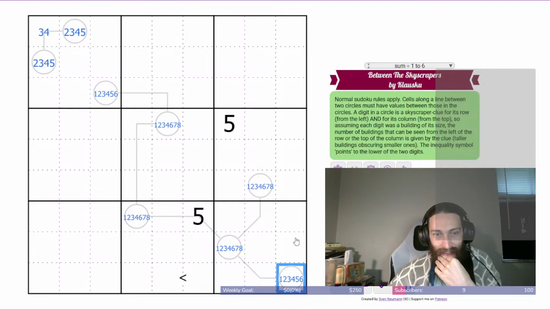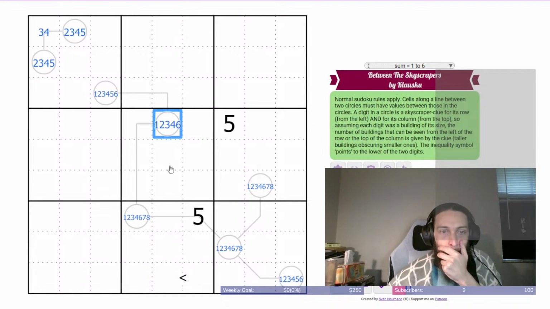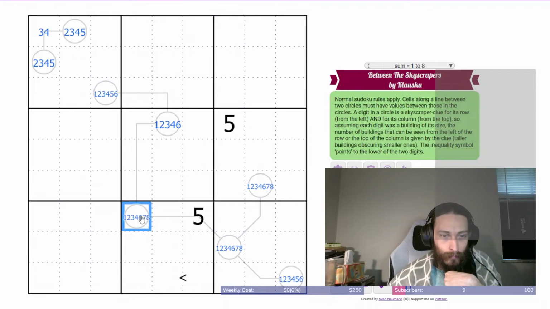In box 5, 7 and 8 don't work. Because if it was 7 coming from above, 1, 2, 3, 7, 8, 9. And of course, anything larger doesn't work. And the one in box 8, 1, 2, 3, 7, 8, 9, 7 and 8 don't work.